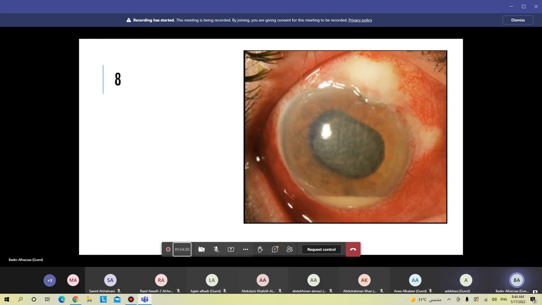Bleb-related endophthalmitis. Okay, why did you say endophthalmitis? Because there is a congested conjunctiva with the bleb and hypopyon in the AC. Is this a definite endophthalmitis? In the presence of blebitis, yes. Okay, what are the grades of blebitis? Three grades. The first grade is blebitis.